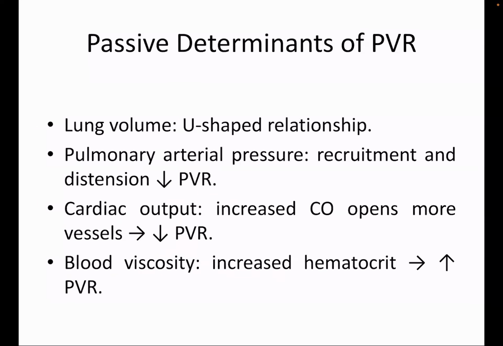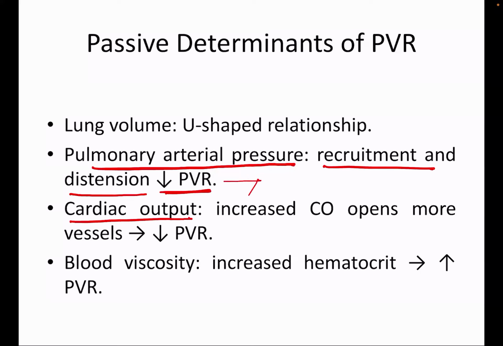So now coming to the passive determinants of PVR. Lung volume, as I already said, then pulmonary arterial pressure. As the pulmonary arterial pressure increases, mostly because of increased cardiac output, there is increased recruitment and distension, which leads to a reduction in PVR. But this does not happen if the pressures are chronically raised. If the pressures are chronically raised, then there will be changes in the pulmonary vascular bed. So it will again lead to pulmonary hypertension, which is again irreversible. Blood viscosity, as I already discussed: increased hematocrit increases PVR.